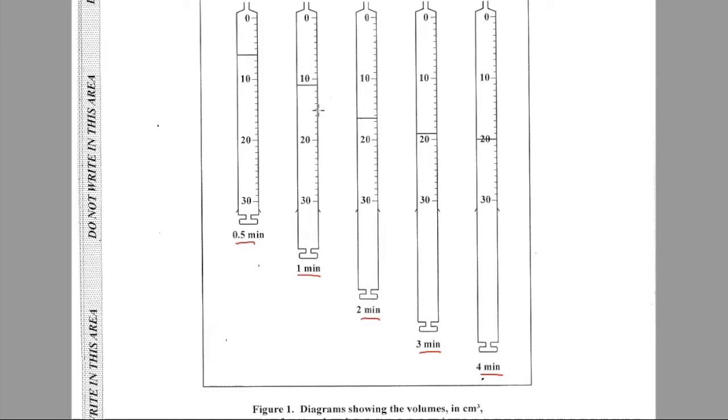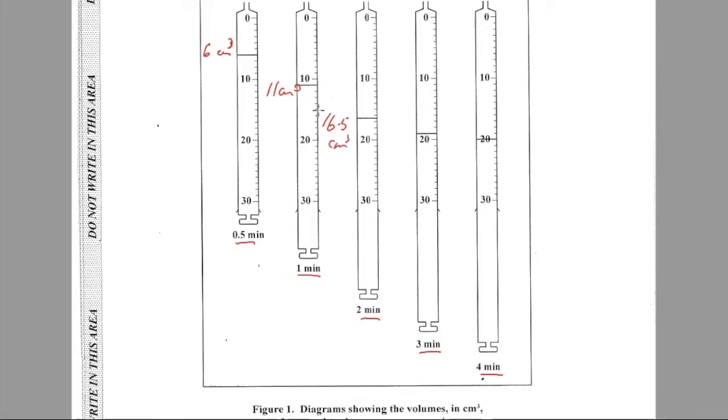So at minute 0.5, that's half of a minute, the volume produced here would be 1, 2, 3, that looks like 6, that would be 6 cm³. At minute 1, the volume here is 11 cm³. And at minute 2, this is, let's see, 11, 12, 13, 14, 15, 16. This is 16.5 cm³.